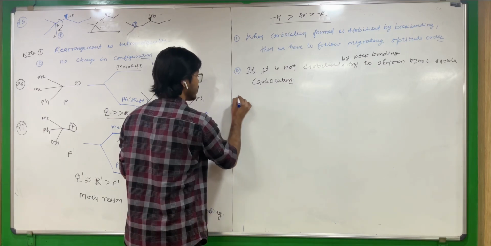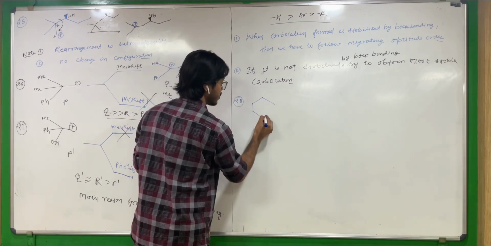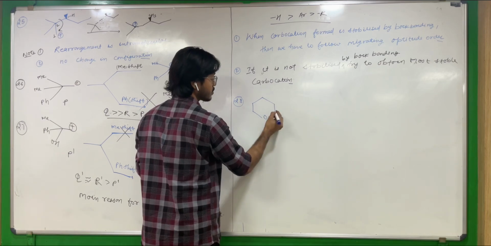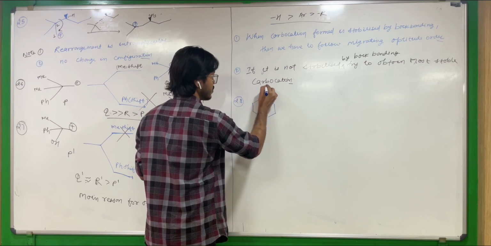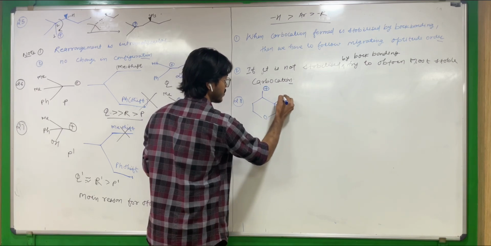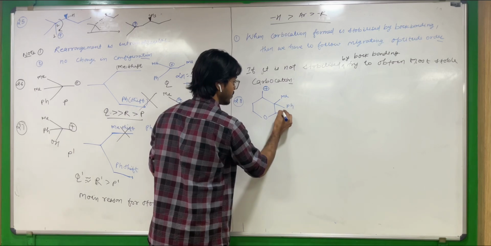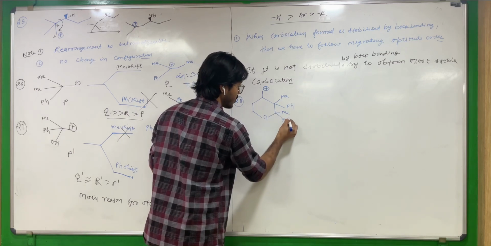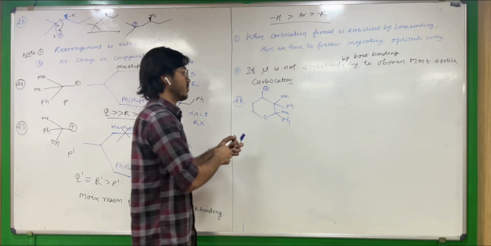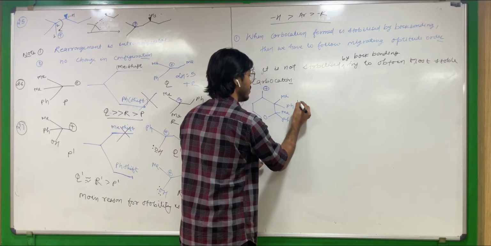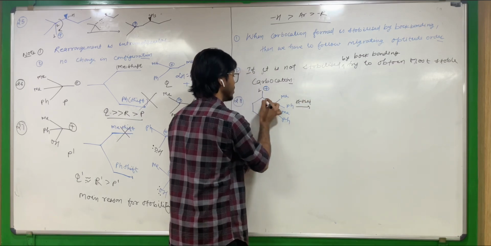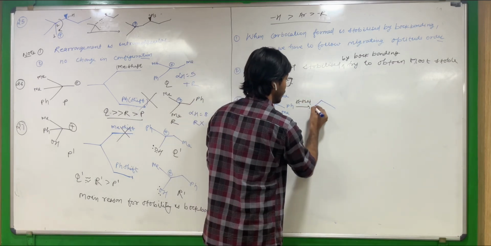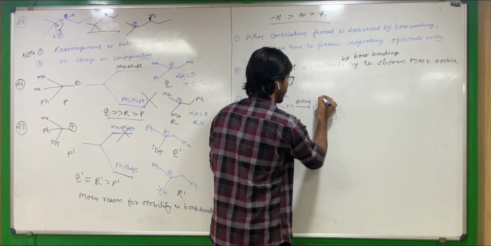Question 28. Now tell how many hydride shifts will take place and draw the correct product. So first, a 1,2 hydride shift will take place. This is carbon number 1 and this is carbon number 2. So this product will form.